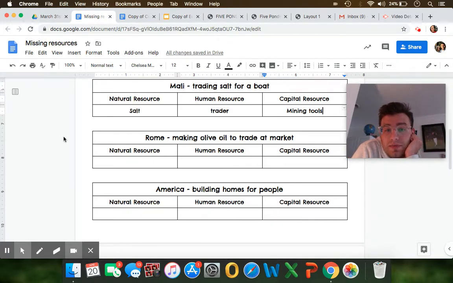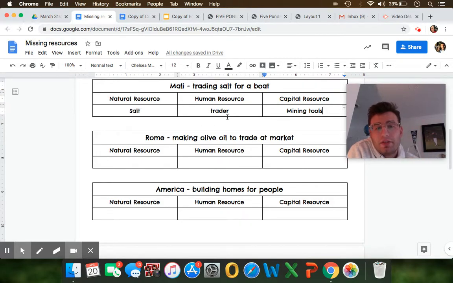So, a natural resource obviously would be salt. We have to use the salt to trade to give to somebody for the boat. The human resource would be a trader, the person who's actually making the trade and talking to the other person. And some tools we would probably use, well, we would have to get the salt out of the ground somehow, and those mining tools would come in handy for that.